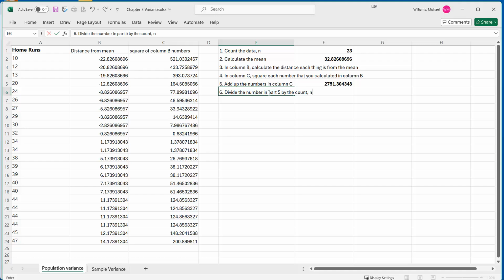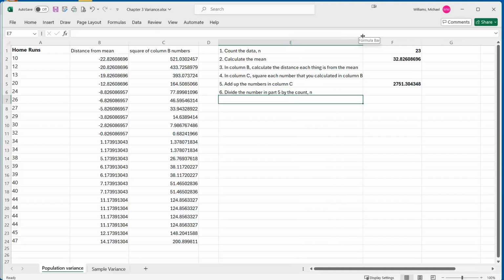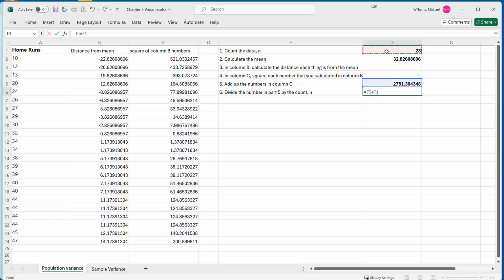And okay, I gotta move everything over. That looks better, right? Count the data. Calculate the mean. Create these two columns. Add up the stuff in column C. Divide the number in part 5 by the count. So in other words, we're gonna do it right here. This divided by this, right? This is the variance.